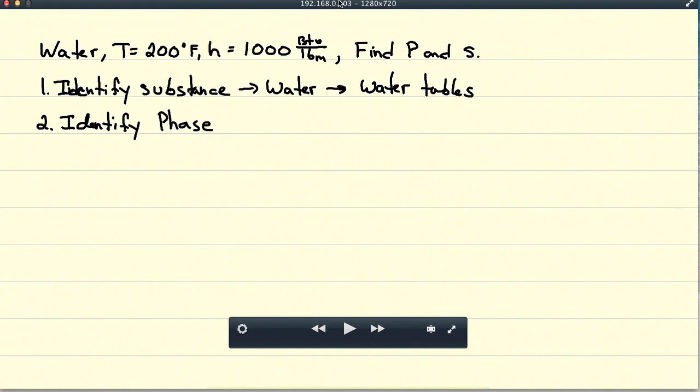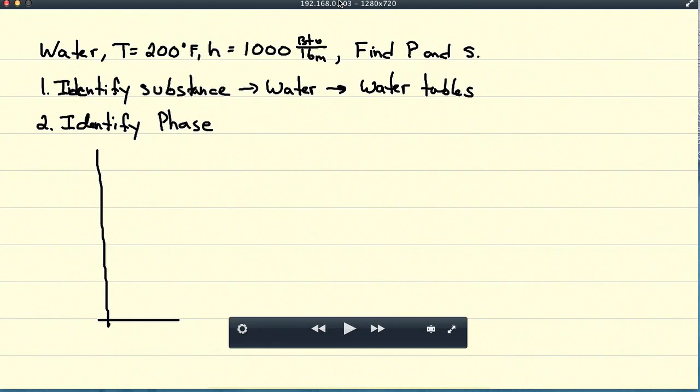Well, that's true if we were at standard atmospheric pressure, but we don't know what pressure we're at. The only other piece of information that we know is that the specific enthalpy is 1,000 BTU per pound mass. So we have to use those two pieces of information, 200 degrees Fahrenheit and an enthalpy of 1,000 BTU per pound mass, to identify the phase. We're going to identify the phase the exact same way that we did in the first example. We're going to look at a T-h diagram, because we have temperature as our one property and enthalpy as our second property.